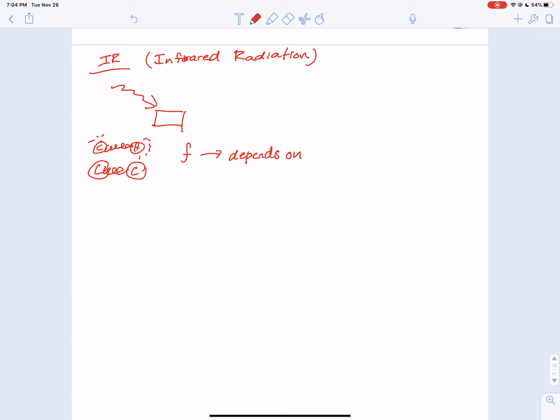The first thing is going to be the mass of the atoms. Second thing is going to be the bond strength. That could mean a triple bond, a pi bond, a double bond, anything like that. A carbon bonded to oxygen would be stronger than carbon bonded to carbon. So those are your examples.